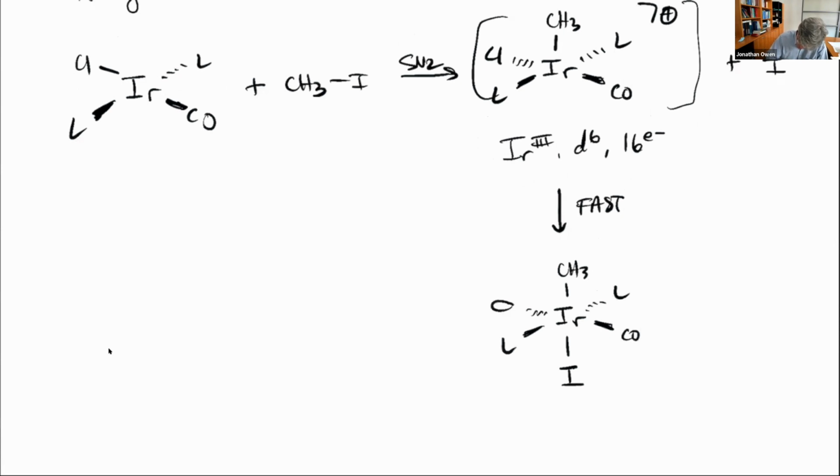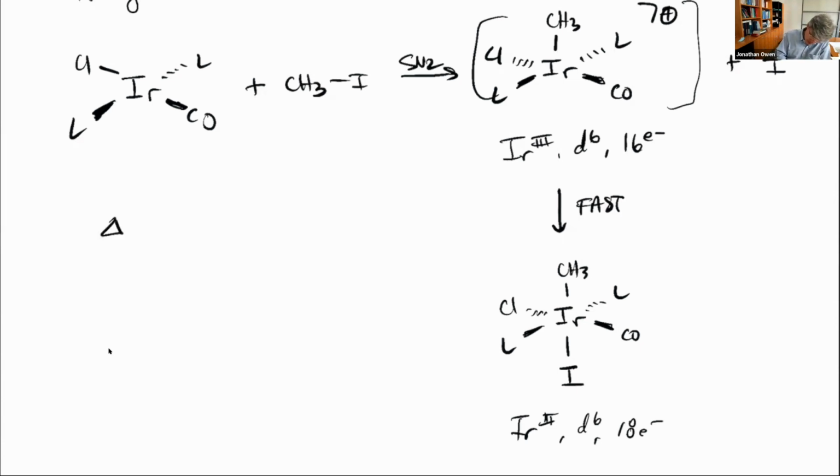Yeesh, I have a hard time with the pen today. Okay, so turns out the cis geometry is the thermodynamic product, but you actually end up making this trans compound. Okay, and there's some various thoughts about why that might be the case.